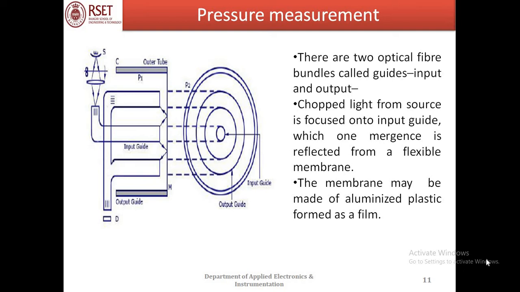formed as a film. So when pressures P1 and P2 are equal, the position of the membrane with respect to the input guide is so kept that 50% of the reflected light falls on the surrounding annular output guide. With P2 greater than P1, the membrane becomes convex towards the guide and more light falls on the output guide. With P1 less than P2, the reverse occurs. A detector set at the other end of the output guide correspondingly receives varied amount of light with the changing pressure. The detector can be calibrated for pressure.